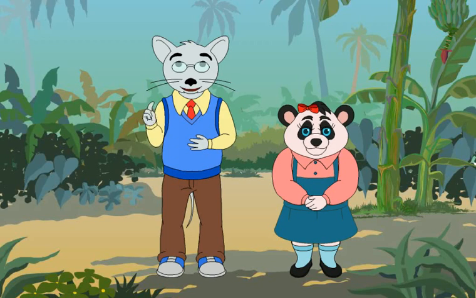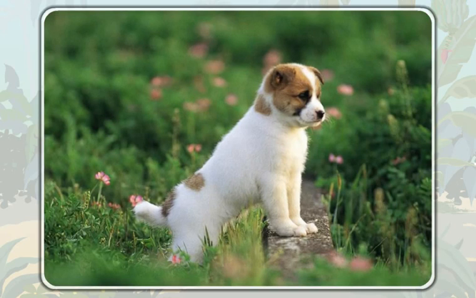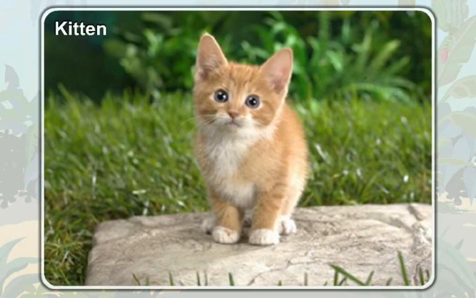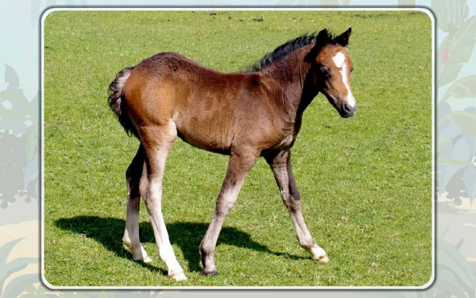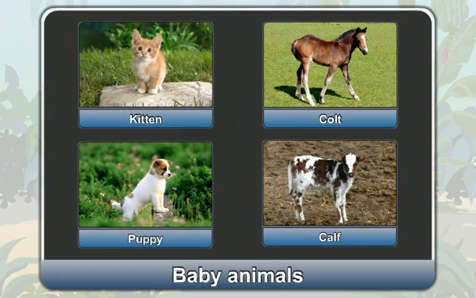You must have seen different baby animals around you. This is a calf. This is a puppy. This is a kitten, and this is a colt. All these animals are baby animals.